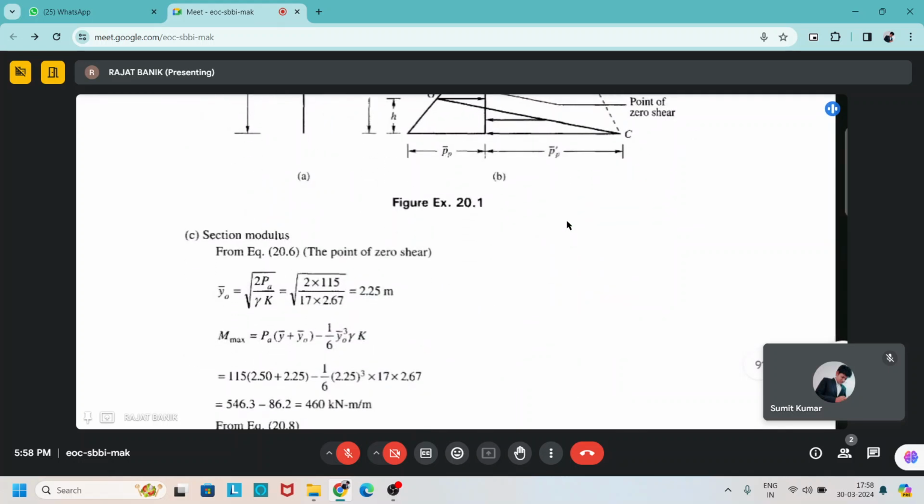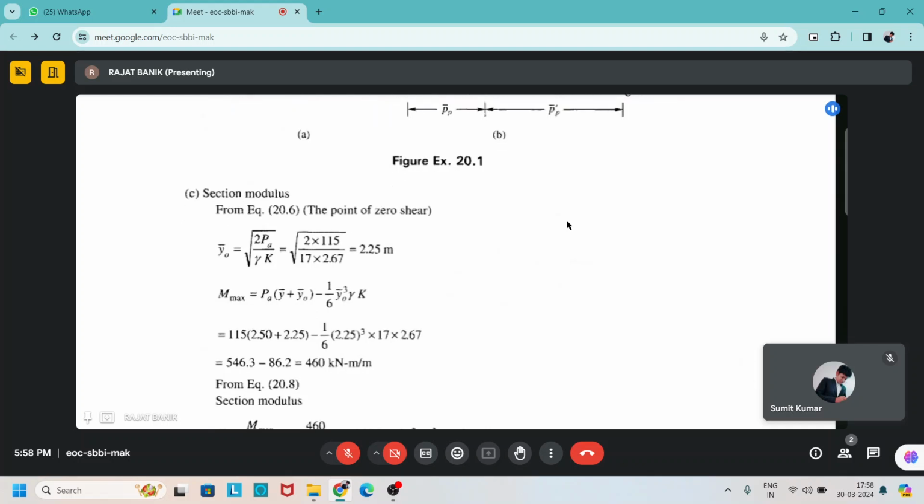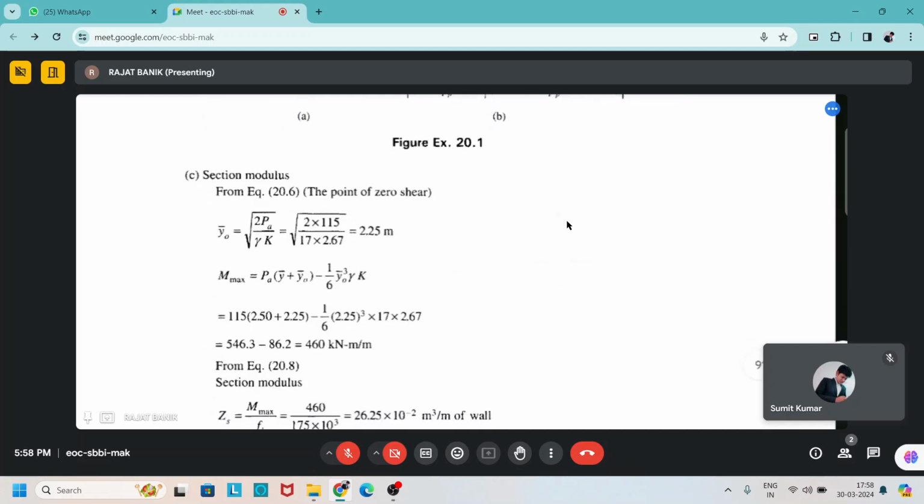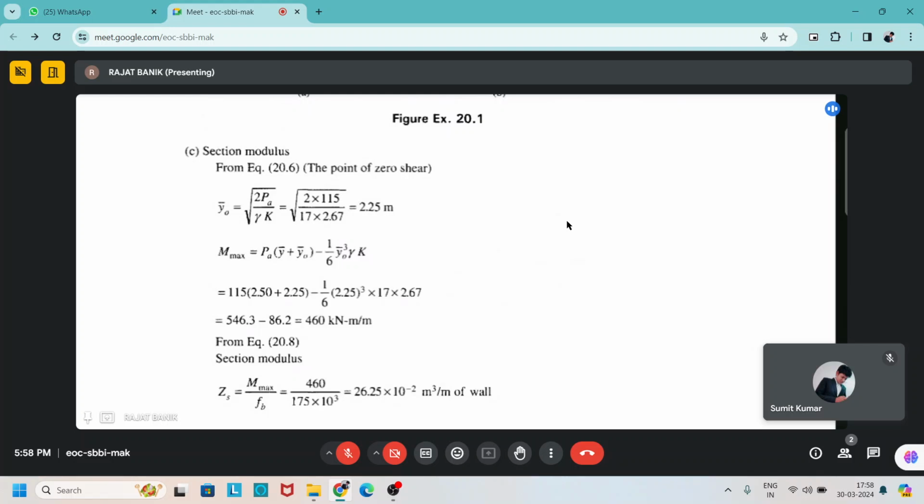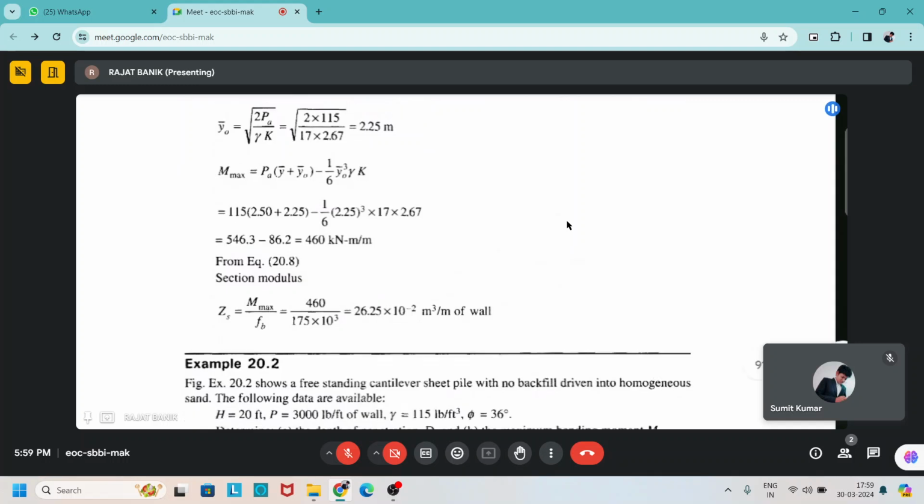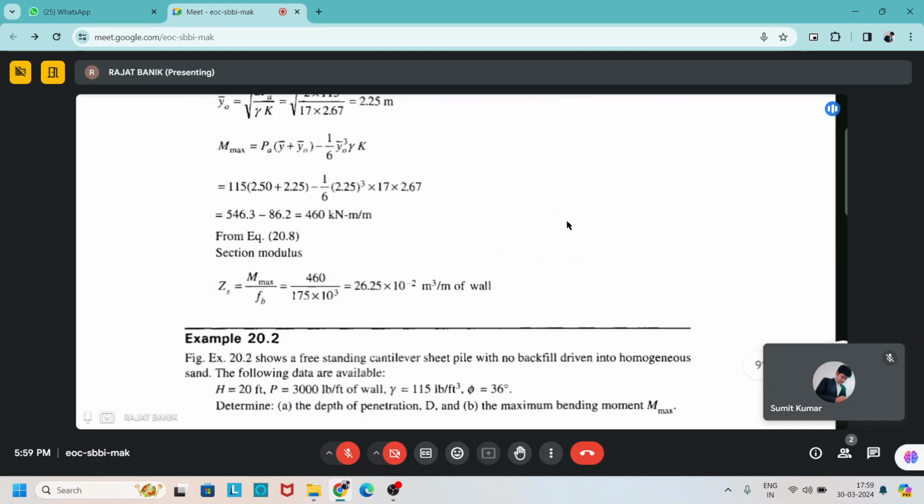After that, now find out the section modulus. Before we find out the section modulus, we have to find out the y naught bar, which is equal to the root over 2 Pa divided by gamma into K, and which is equal to 2.25 meter. Now maximum moment is equal to Pa into (y bar plus y naught bar) minus 1 by 6 y naught bar cube gamma K. Put all this value and it will become 460 kN meter per meter. Now section modulus is equal to Mx by fb, where Mx is 460, fb is 175 into 0.3, which is equal to 626.25 into 10 to the minus 2 meter cube per meter.